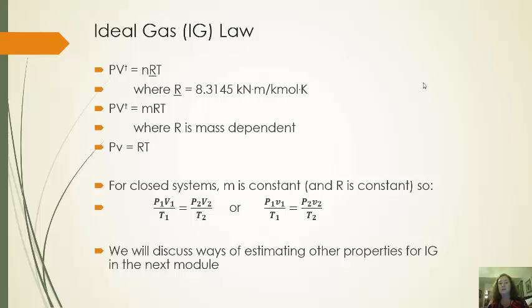But a lot of times I'm going to be applying this to closed systems. And if I have a closed system, the mass or moles are going to stay constant, and R is a constant. It's the ideal gas law constant. And so if that's true, then PV over T will be constant. And so at state 1 and state 2, I can say PV over T is going to equal each other, whether I use total volume or the specific volume or molar volume. Now in the next video, we're going to discuss ways of estimating other properties for ideal gases.